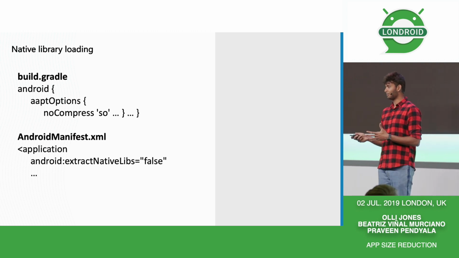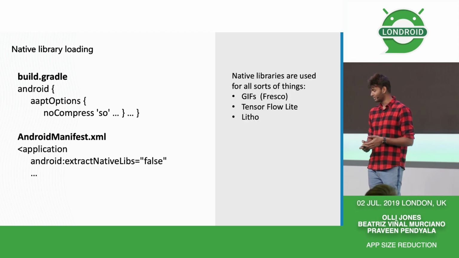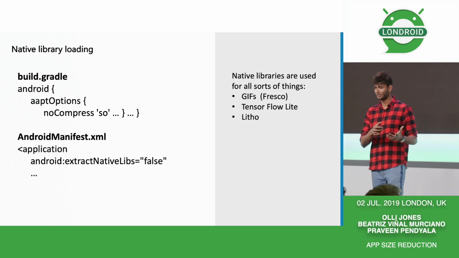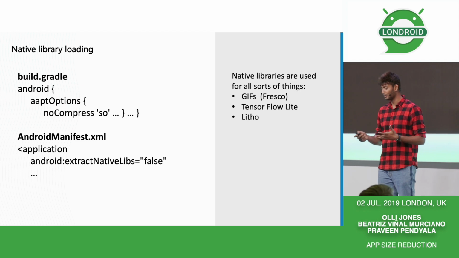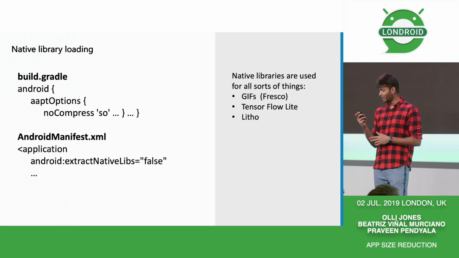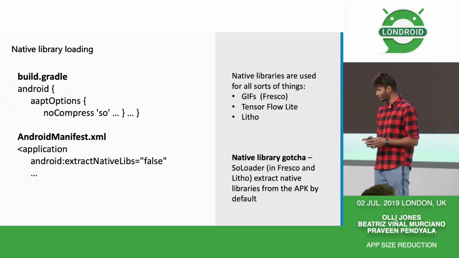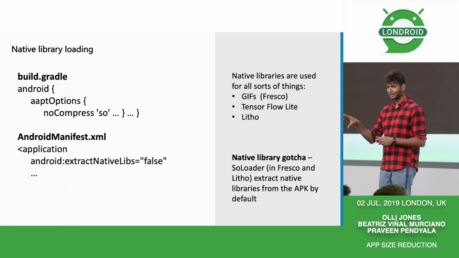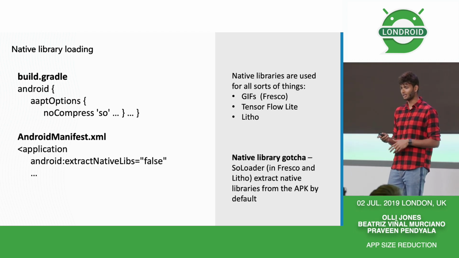You may not be using native libraries, but you might still want to look into this because there are a lot of popular libraries like Fresco, TensorFlow, and Litho, which was the previous talk, which do use native libraries. And the default behavior on Android in general is to extract native libraries. Another thing we want to highlight is that SoLoader is a library from Facebook used in Fresco and Litho. The default behavior here is to extract native libraries, even though you mentioned these flags in your manifest file and build.gradle file. So it's something to double check that you're not extracting native files.